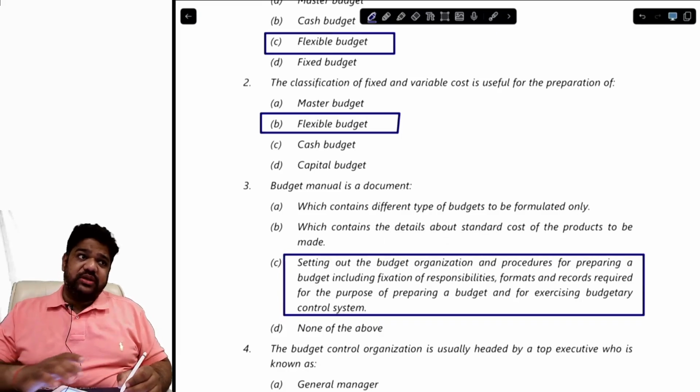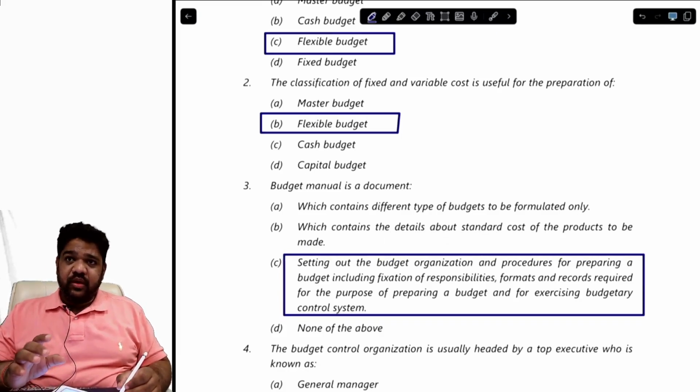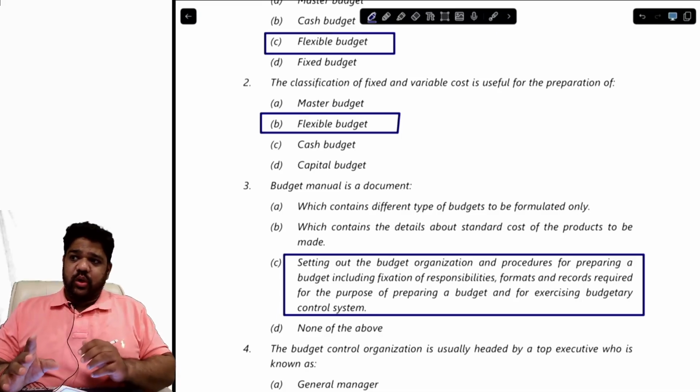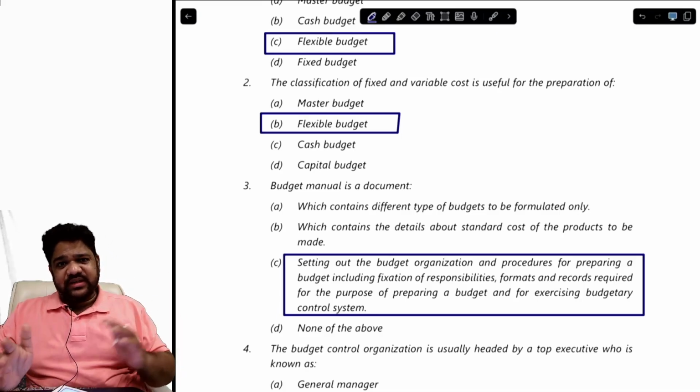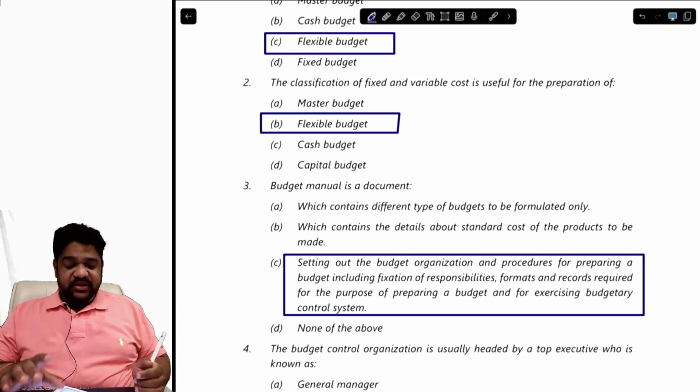See, a budget manual is an all-inclusive book. It's the Bible as to how to make the budget, what budgets to be made, who is to be made, who will do that, etc., everything. So that's what a budget manual is.